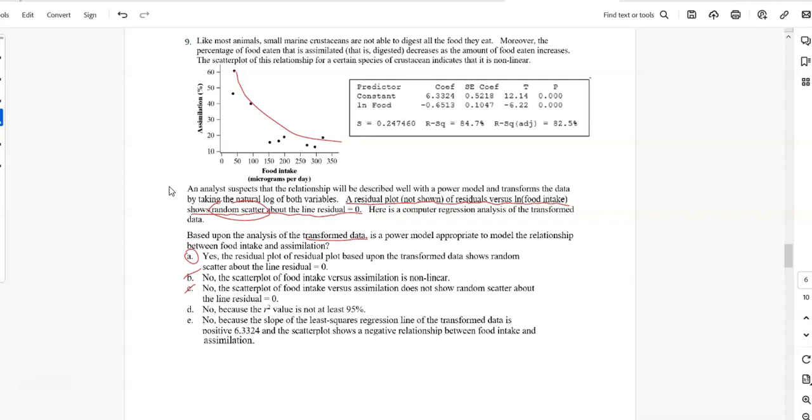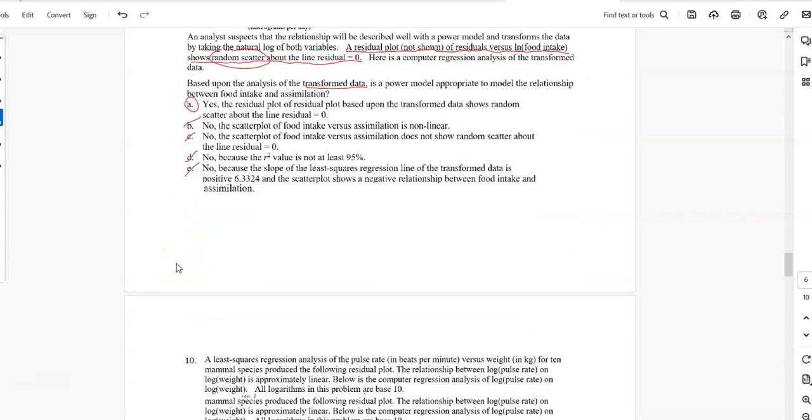R squared value is not at least, it doesn't have to be a certain value. To be a good linear fit or a good linear model, it doesn't have to be strong. It could be moderate, it doesn't have to be a high R squared value. Because the slope of the least squares regression line of the transformed data is positive, actually that's the y-intercept. So that's not the slope, so that's just a silly answer. Okay.